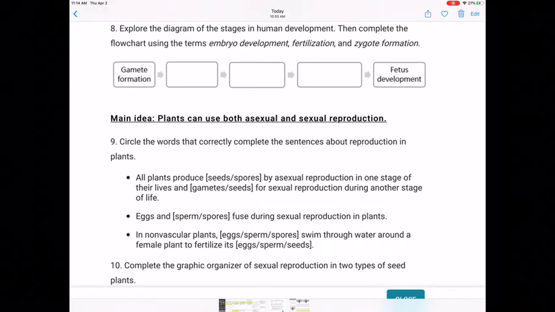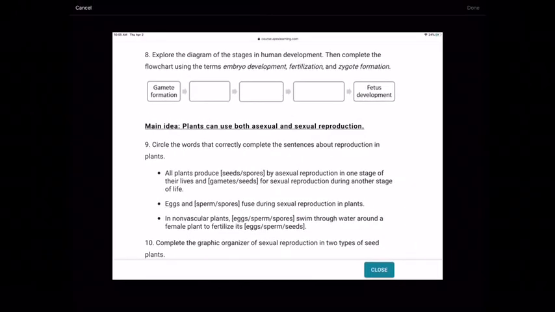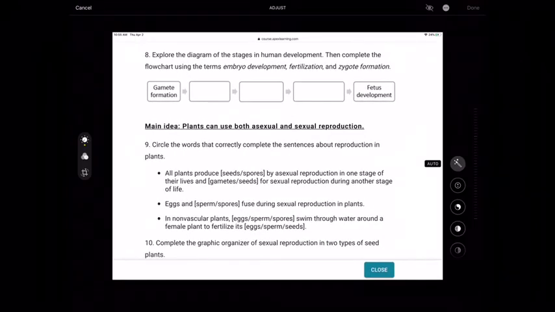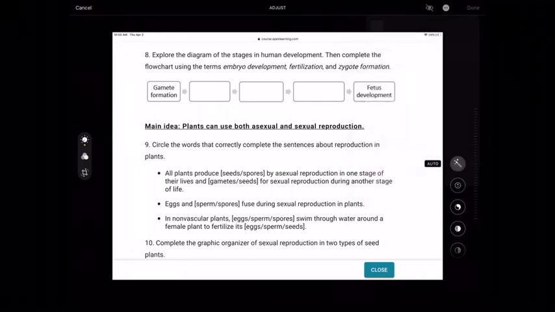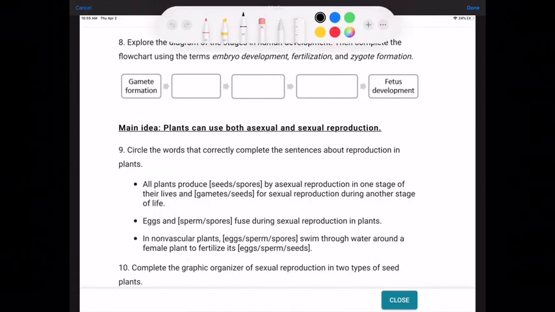And we're on this page now. We're almost finished with this review sheet. Explore the diagram of the stages in human development. Then complete the flowchart using the terms embryo development, fertilization, and zygote formation. So we're just filling in what's in this picture here. And I know some of you had trouble filling it in right on the Google Doc, but I asked you to just type the answers below it.